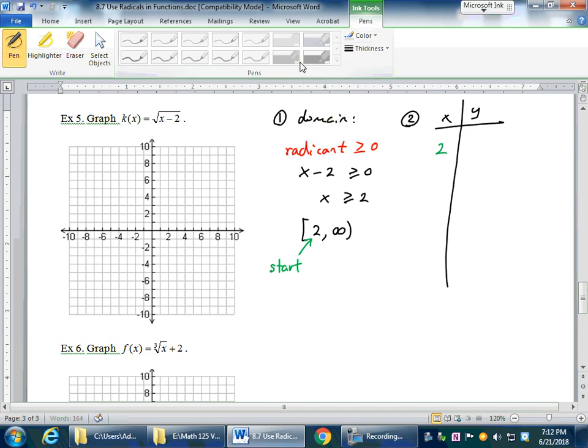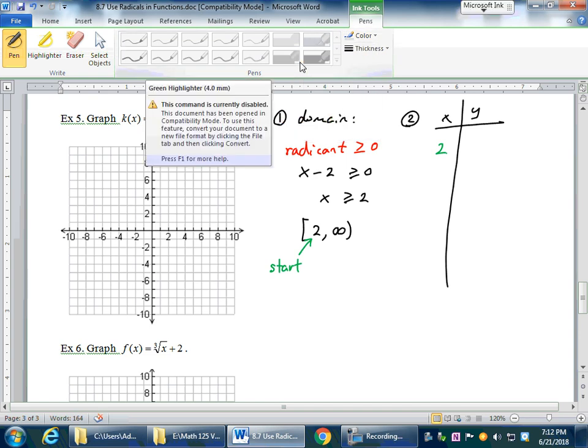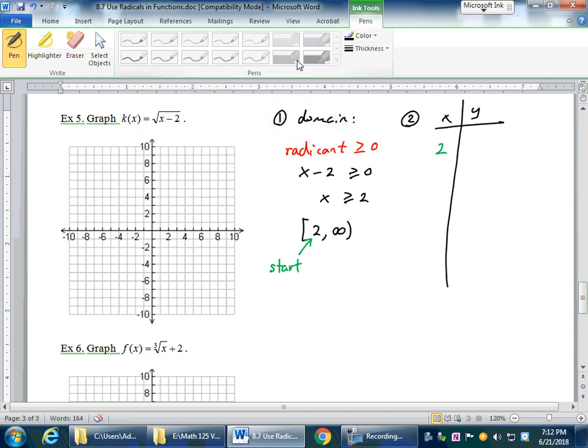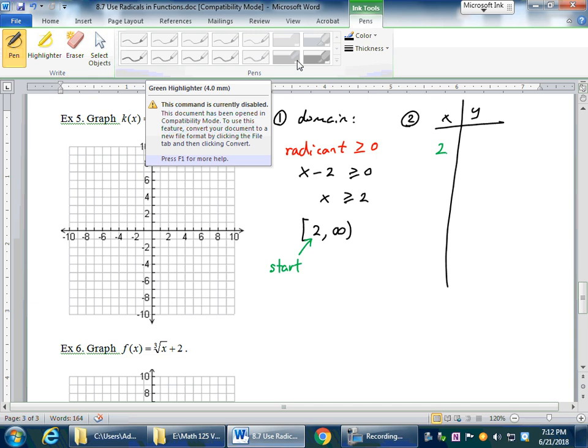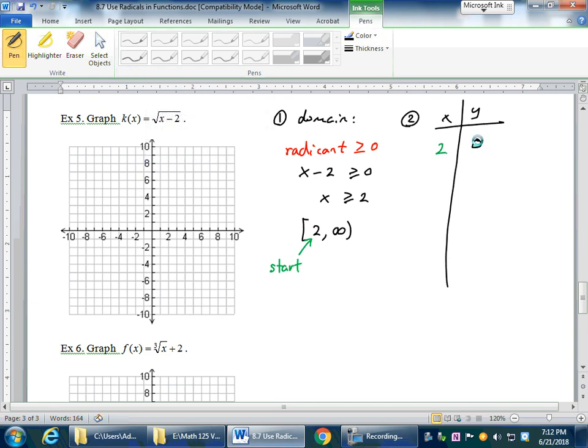And for this time, I'm just going to do it mentally. Make sure you write it down like in a previous example to do the computations. When I plug in 2, 2 minus 2 is 0, square root of 0 is 0. The next number that I'm going to pick is 3, because 3 minus 2 will give me 1, square root of 1 is 1. The next number that I'm going to pick is 6, because 6 minus 2 is 4, square root of 4 is 2.